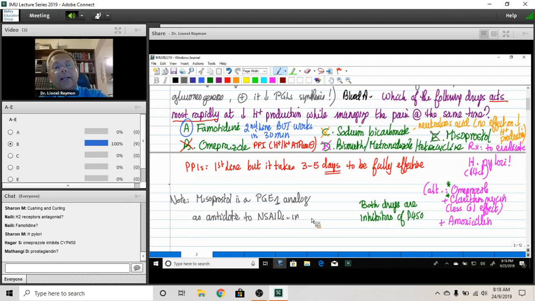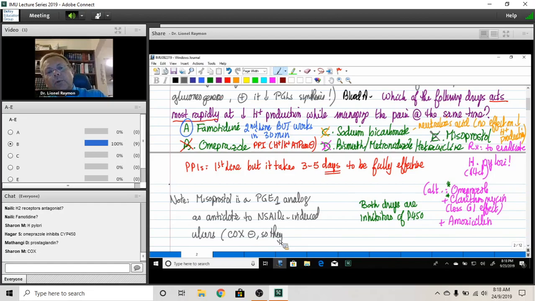Now, NSAIDs-induced ulcers, they share a lot of our patients with stress, having an issue with cortisol, with endogenous cortisol. It's just that NSAIDs have a more direct effect on prostaglandins because they block what key enzymes that are critical to prostaglandins, prostacyclin, and thromboxane synthesis. Cyclooxygenase. These are COX inhibitors, so they decrease prostaglandin production. Misoprostol is there to replace it.